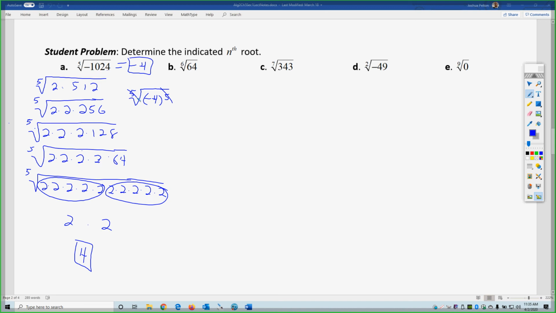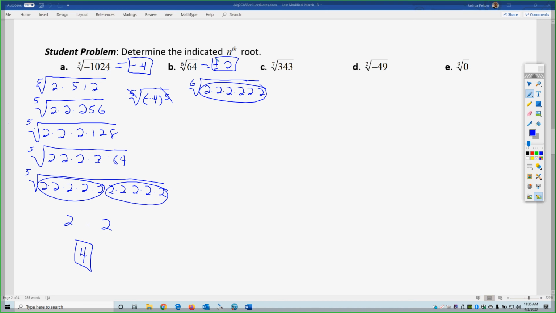Sixth root of 64. Well, 64 is 8 times 8, so that's 3 2s and 3 2s. For a total of 6 2s, that's plus or minus 2. Since it's an even root, you're going to get both when solving equations with even roots.